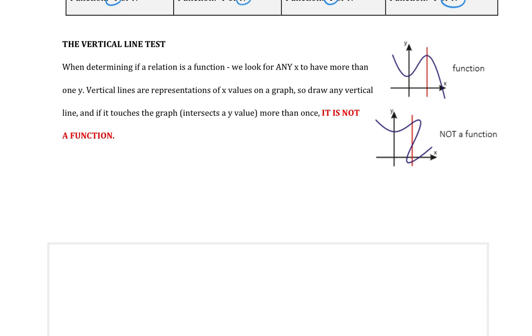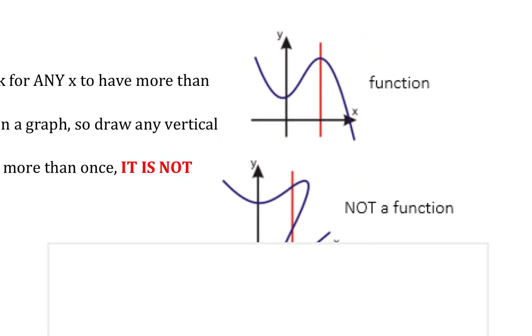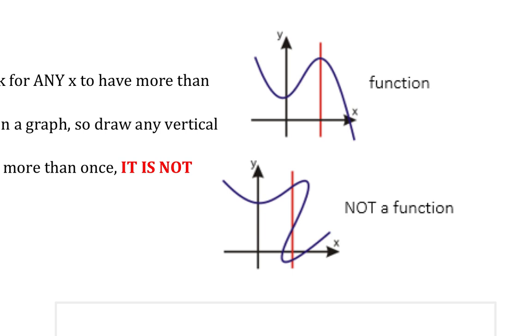So draw any vertical line, and if it touches the graph, intersects a Y value more than once, it's not a function. So if we take a look at these graphs, this first one is a function. If I drew a red vertical line across that relation, it's never going to hit the graph at more than one spot.